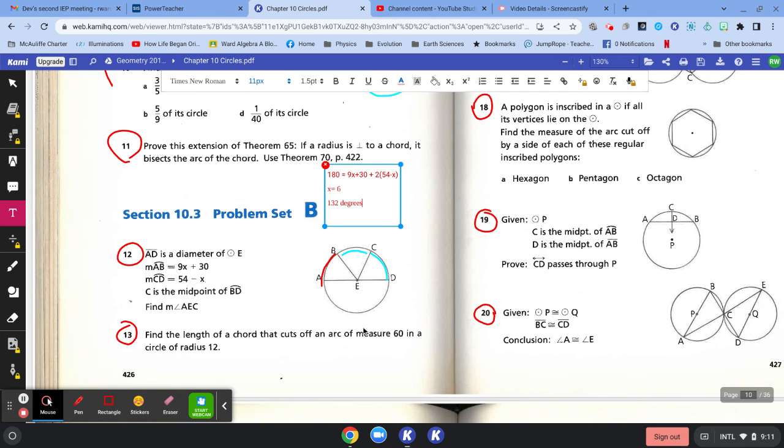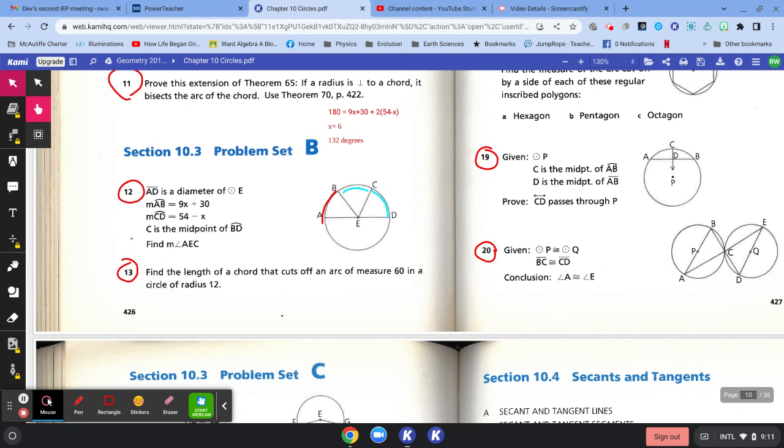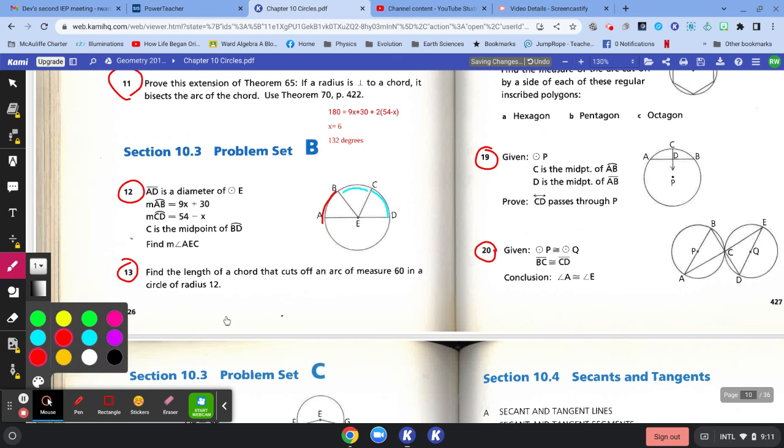Now we need to find the length of a chord that cuts off an arc that measures 60 degrees in a circle of radius 12. It would be useful to draw that situation. So I'm going to drag this up a little bit so I have a space to draw. When you draw it, you want to capture these basic ideas of what's happening here. I'm going to use black for this one. So I'm going to make a circle.